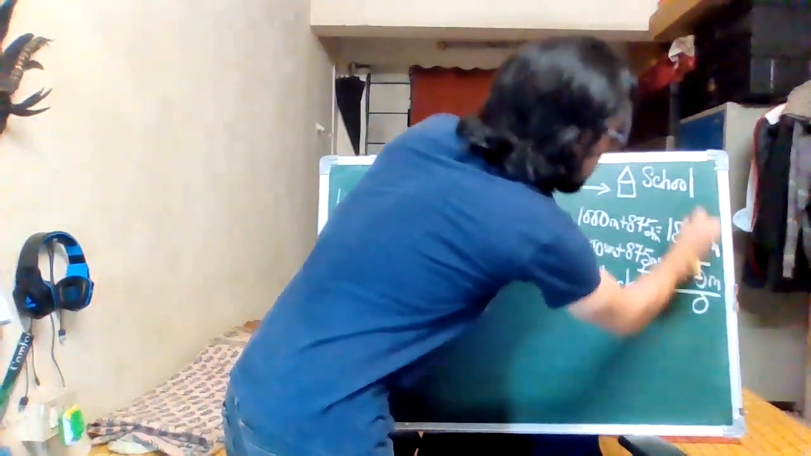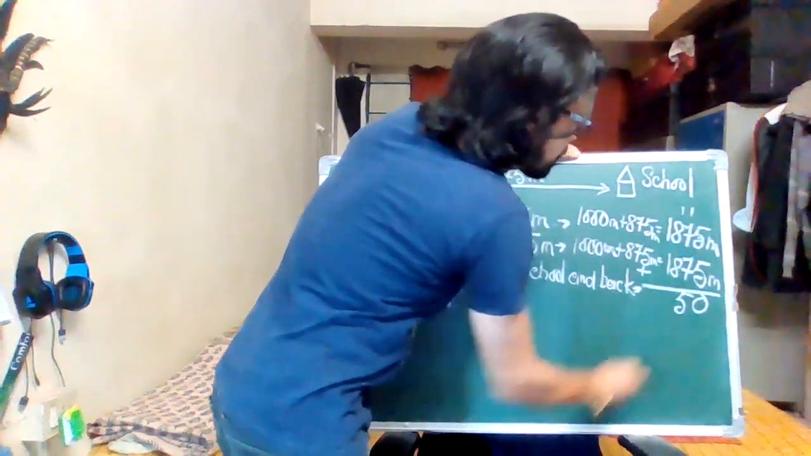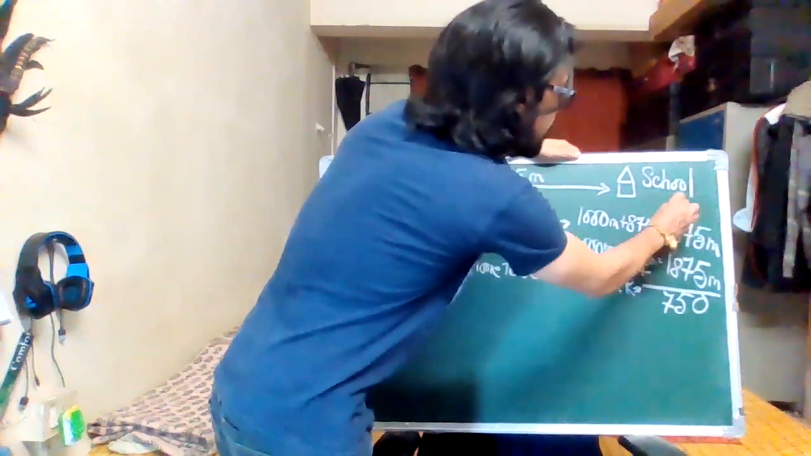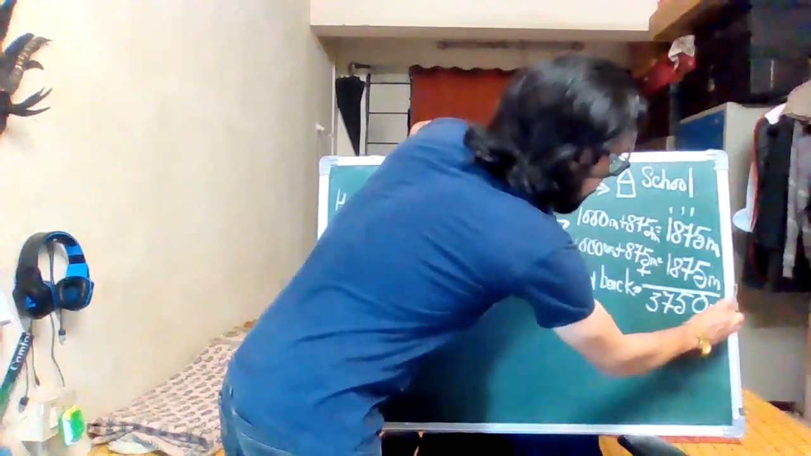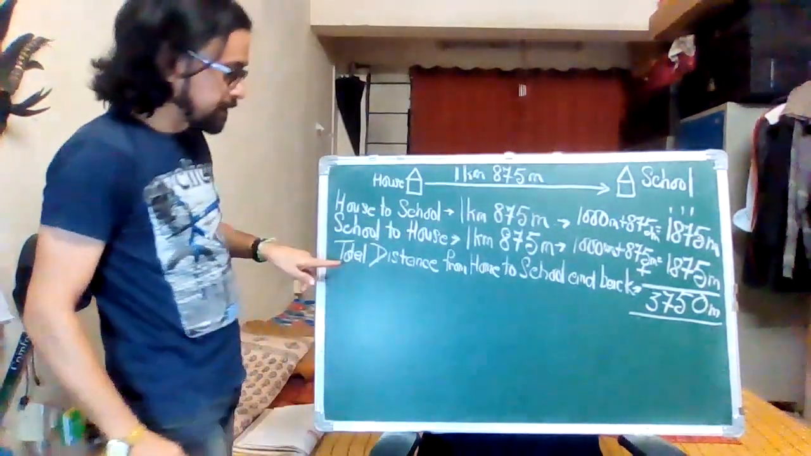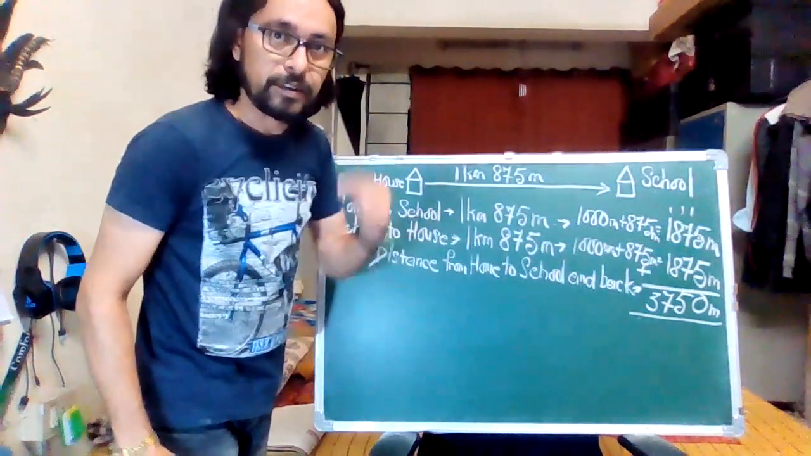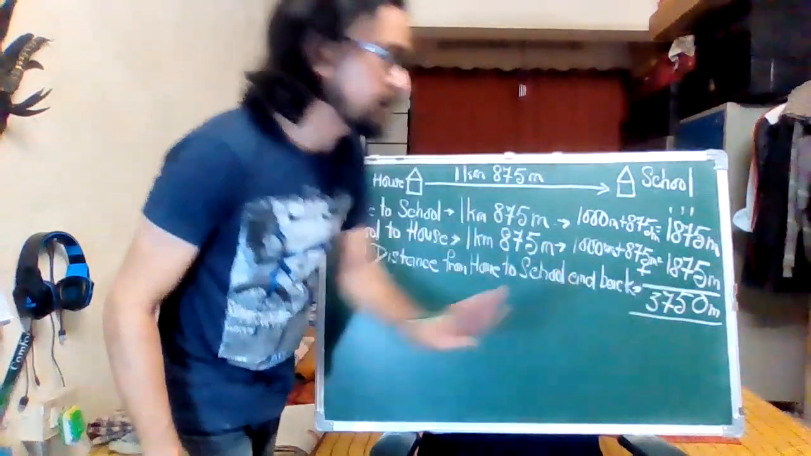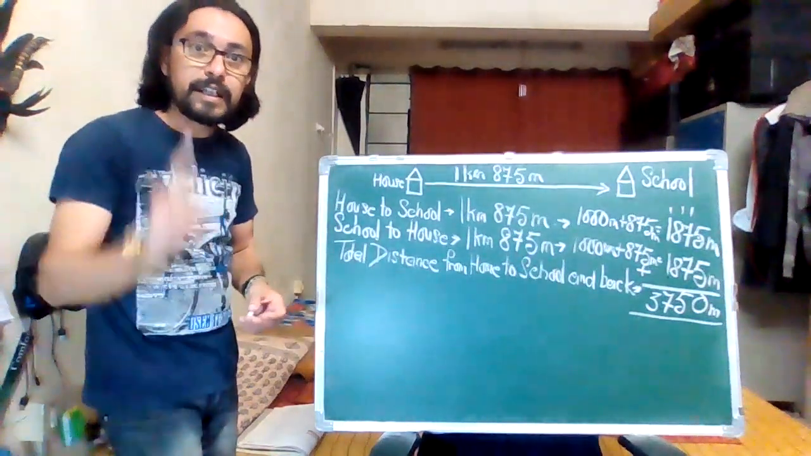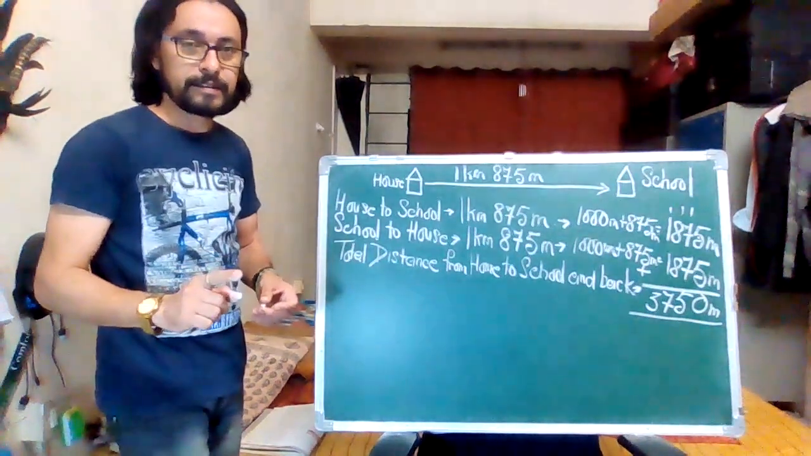So I'll add them. So 5 and 5 gives me 10. 7 and 7, 14 and 1, 15. Carry 1. 8 and 8, 16 and 1, 17. Carry 1. 1 and 1, 2 and 1, 3. So as I've written here, the third statement, total distance from home to school and back. Going from the house to the school and from the school back to the house, the total distance is 3,750 meters in one day. She is covering that much distance every day.